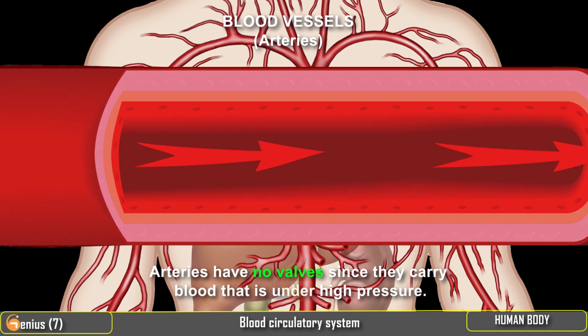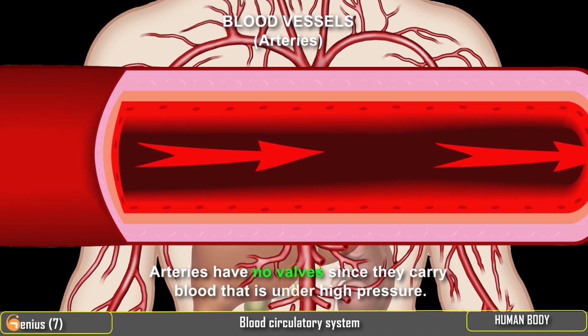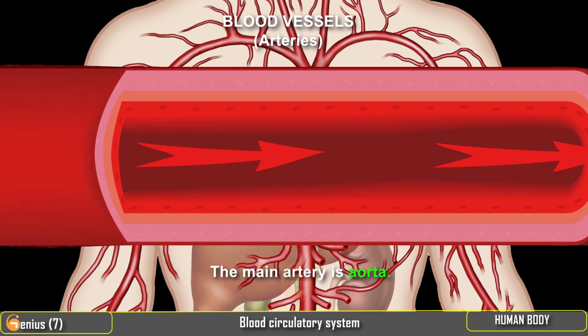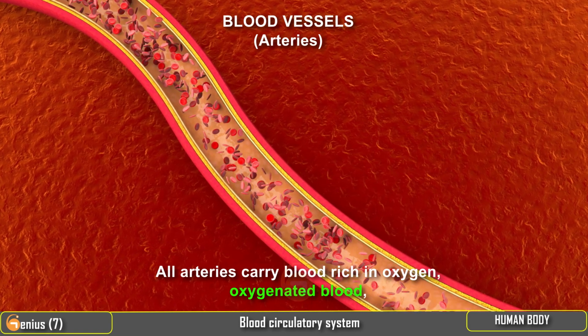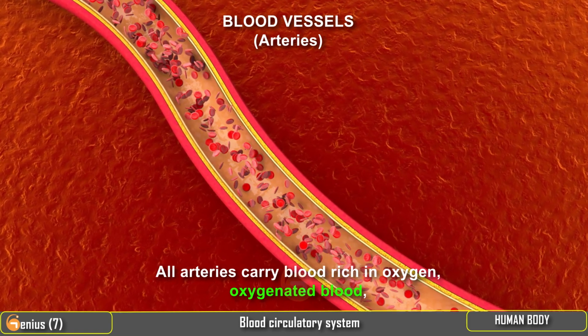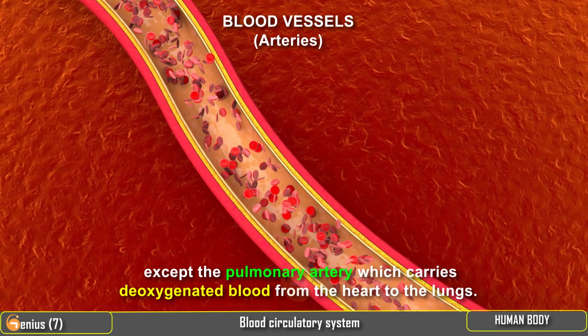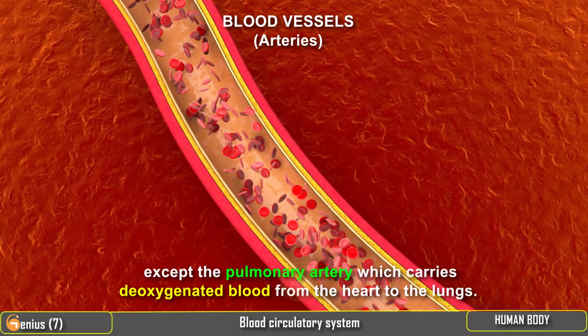Arteries have no valves since they carry blood that is under high pressure. The main artery is aorta. All arteries carry blood rich in oxygen, oxygenated blood, except the pulmonary artery which carries deoxygenated blood from the heart to the lungs.